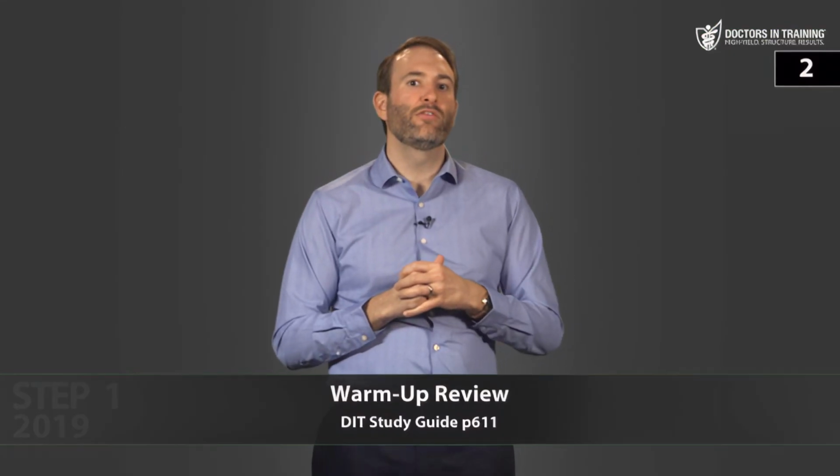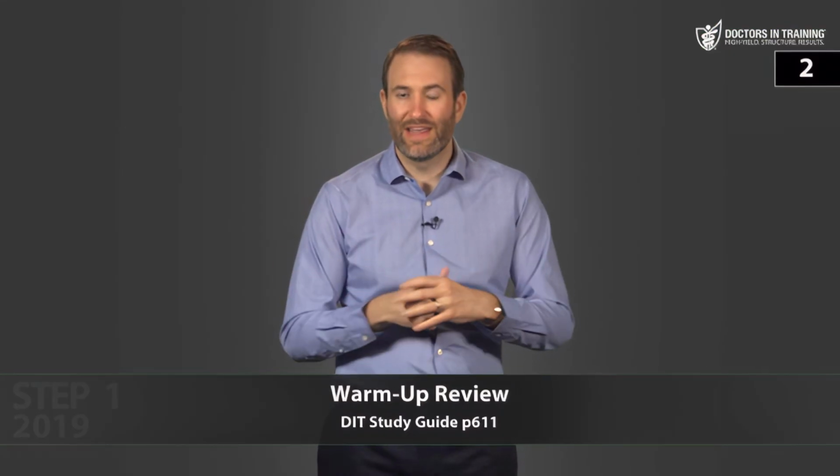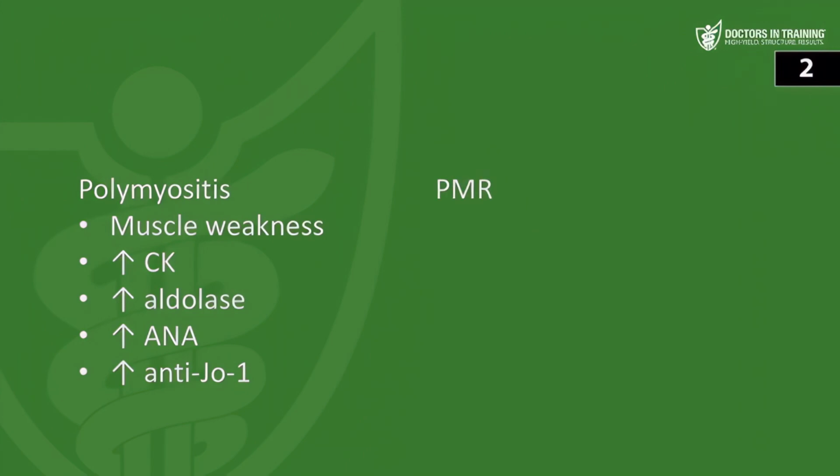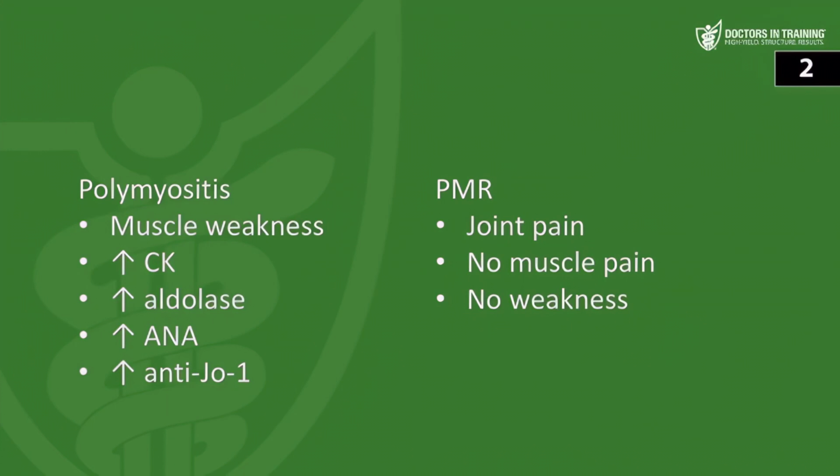Now, what are some of the characteristics of polymyositis that distinguish it from polymyalgia rheumatica? Well, in polymyositis, you have muscle weakness as well as elevated CK, aldolase, ANA, anti-Jo1, and then in polymyalgia rheumatica, there is joint pain but no muscle pain or weakness. And since there is no muscle inflammation, CK and aldolase will be normal.